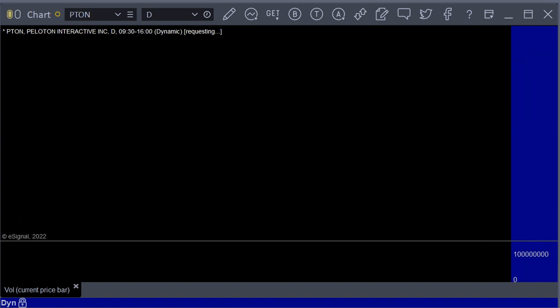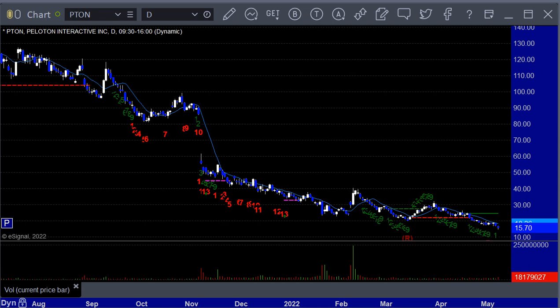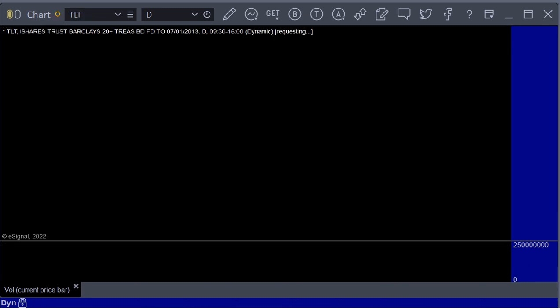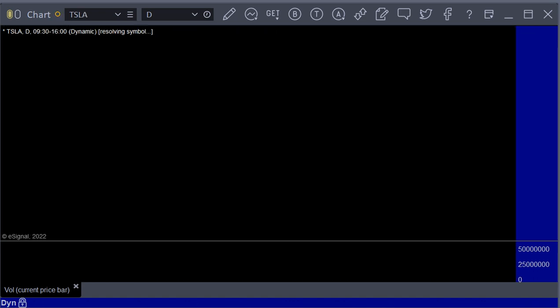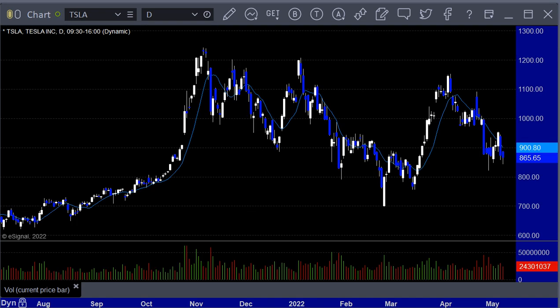Peloton down $1.31, $15.70 on Peloton. This was a $130 stock just back in September. TLT, the 20-year bond ETF, down $1.70. So again, bonds lower, rates higher. That's what that generally means.